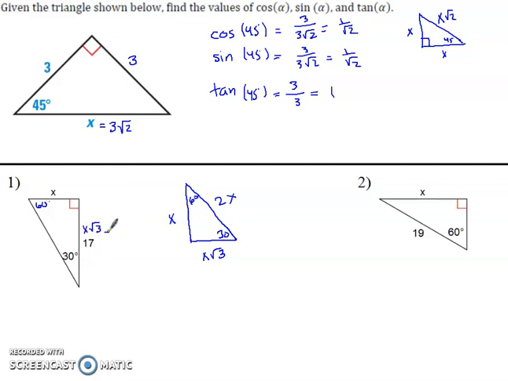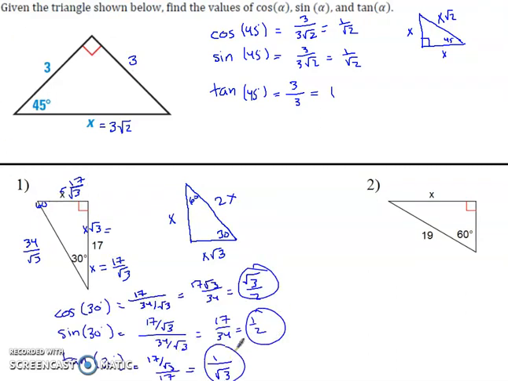So I can solve for x to get 17 over the square root of 3. So my hypotenuse is 2 times x, so 34 over the square root of 3, and x is 17 over the square root of 3, giving us the following three trig functions: cosine, sine, and tangent.